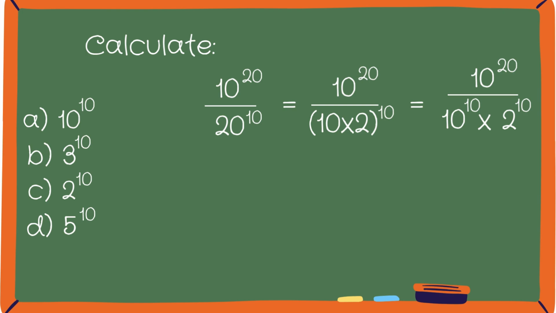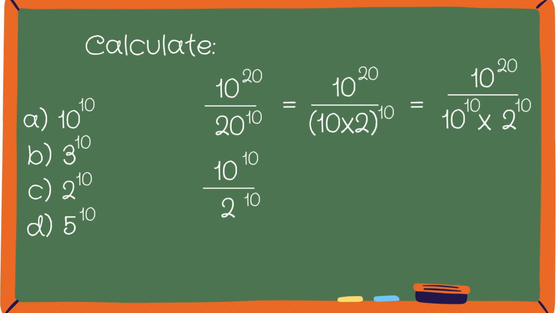Now, I wanted to look at this. 10 to the 20th power divided by 10 to the 10th power. What is this equal to? Well, I keep the same base, which is 10, and I subtract the exponents. 20 minus 10 is equal to 10. That's what's left in the numerator. And what will we have in the denominator? We'll have 2 raised to the power of 10. Very good.